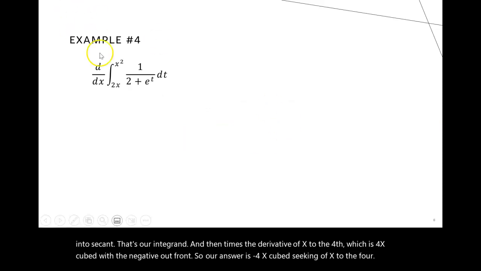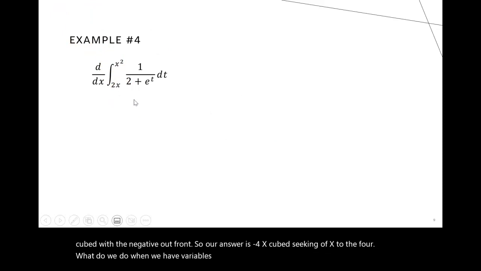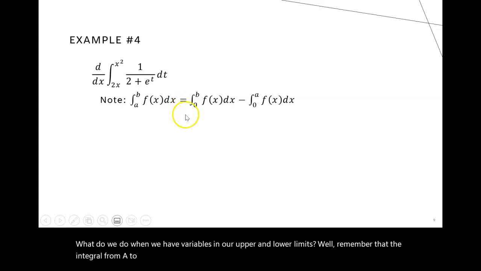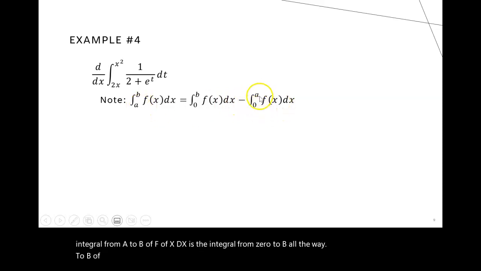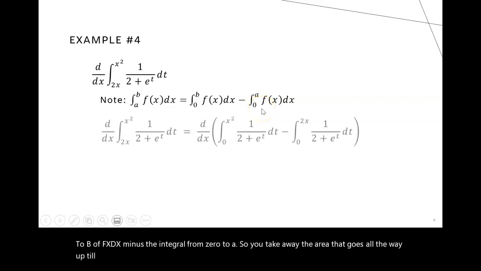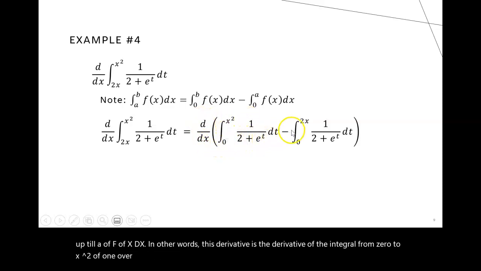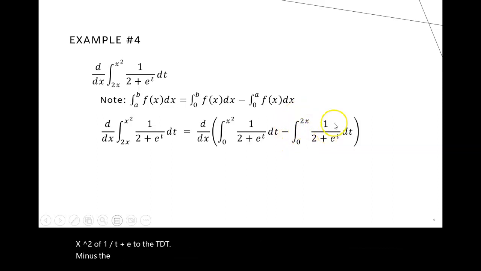What do we do when we have variables in our upper and lower limits? Well, remember that the integral from a to b of f of x dx is the integral from 0 to b of f of x dx minus the integral from 0 to a of f of x dx. So you take away the area that goes all the way up till a. In other words, this derivative is the derivative of the integral from 0 to x squared of 1 over t plus e to the t dt minus the integral from 0 to 2x of 1 over t plus e to the t dt. So we take away the area that goes from 0 to 2x.